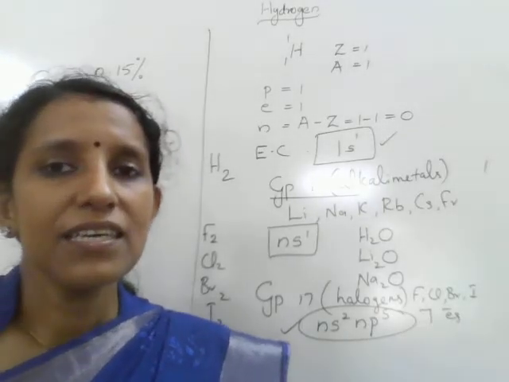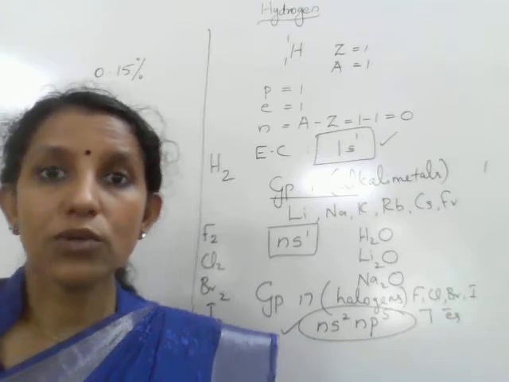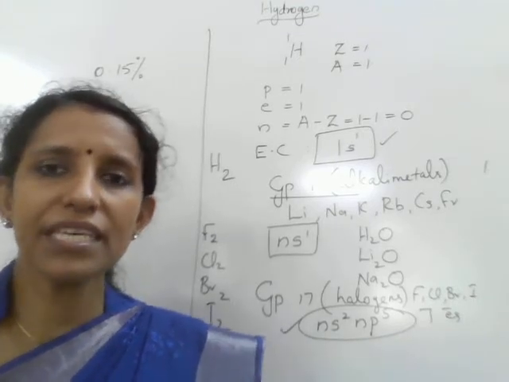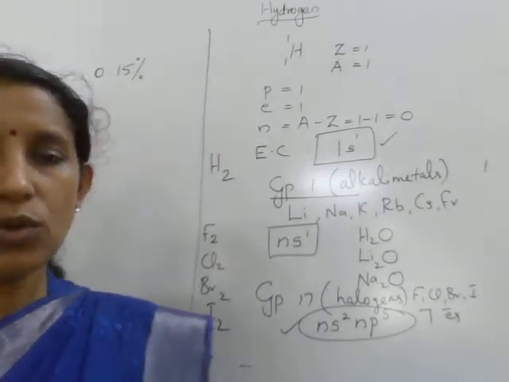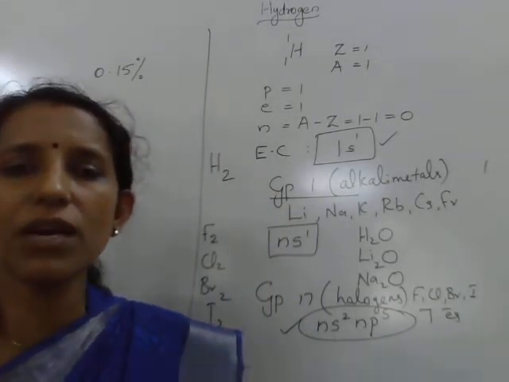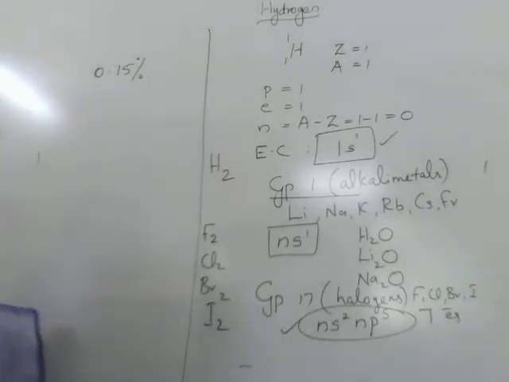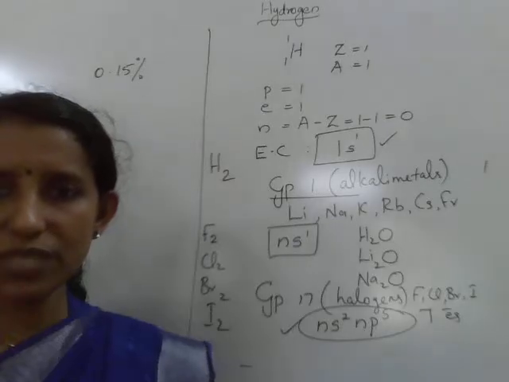Giant planets Jupiter and Saturn contain mostly hydrogen. In the solar atmosphere, the major element present is hydrogen. In the universe, 70% of the total mass is hydrogen. So hydrogen is the most abundant element in the universe.